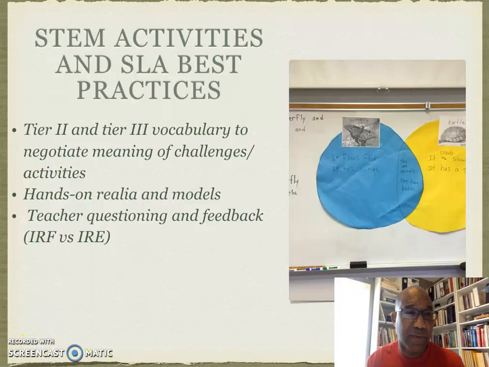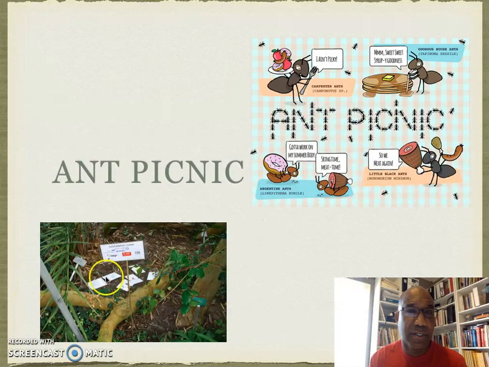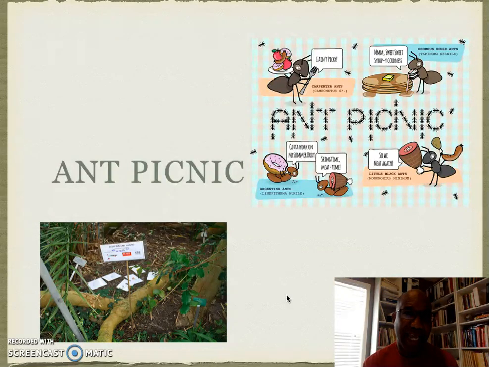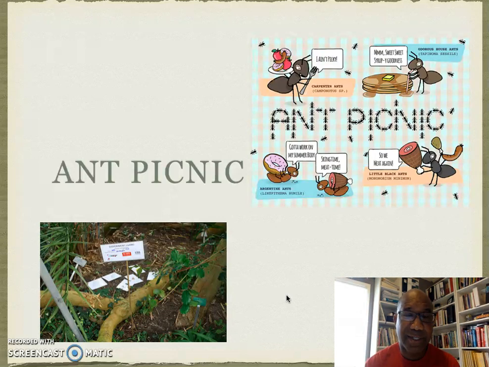So for the next few slides, I want to talk about some of the challenges and activities that I've done with students. One of the first ones that I did was called Ant Picnic. This is a very fun, easy one to do. Ant Picnic is a way to have students classify, identify, and compare and contrast the kinds of ants they see in the community. So it's very easy to set up.